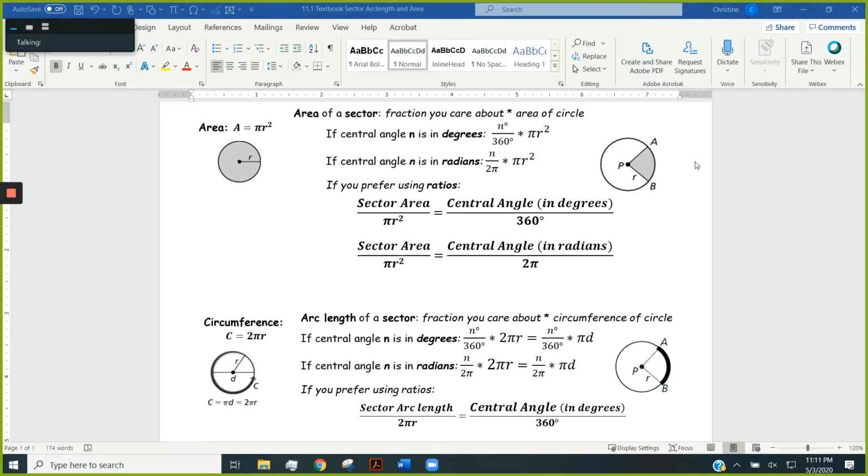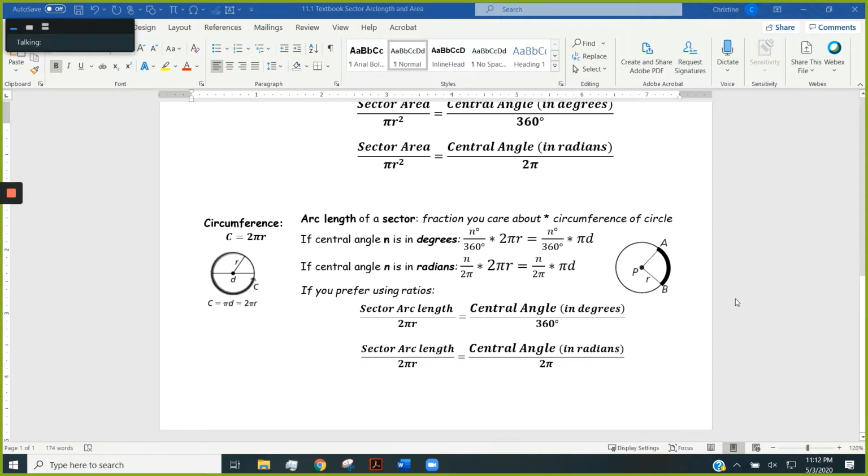Now, those two equations are the multiplication method. If you prefer ratios, you can also use a ratio. The sector area, in our case, that would be the unknown, the A or the x. The sector area divided by the entirety of the circle's area equals the central angle over 360. Or in terms of radians, that unknown area over area of the circle equals central angle in radians over 2 pi.